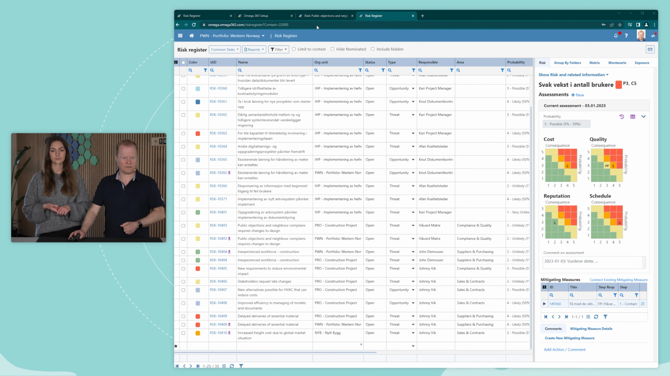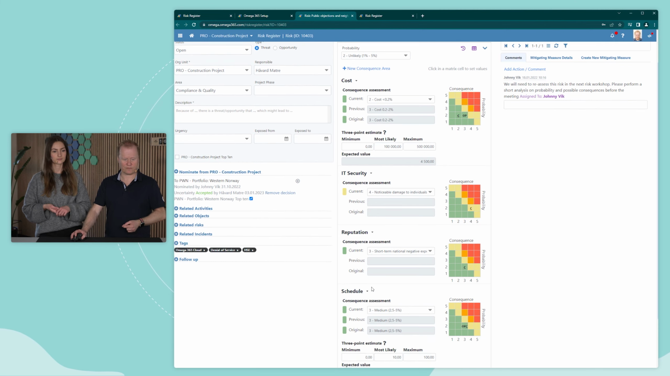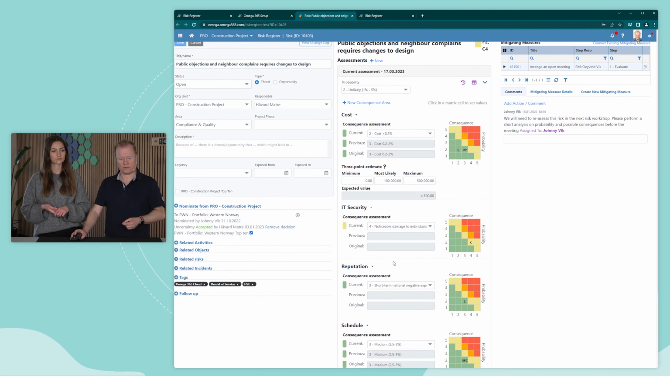When assessing the risk, one has the possibility to set different areas, like here we have the cost consequences, IT security, reputation, etc. It could be that you only set cost or only schedule, or many of these areas. So in addition, you will also set the probability.